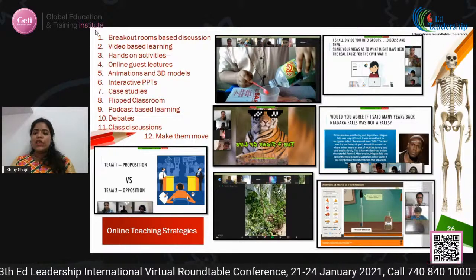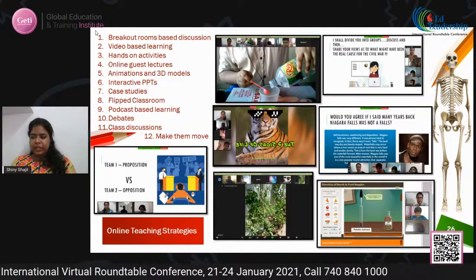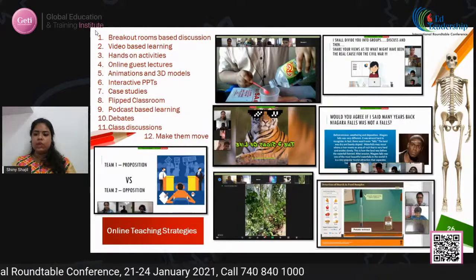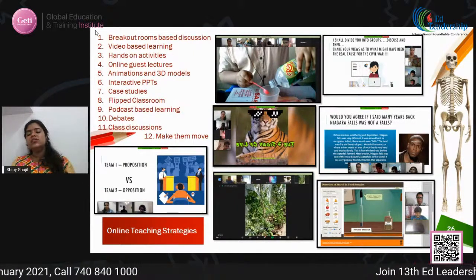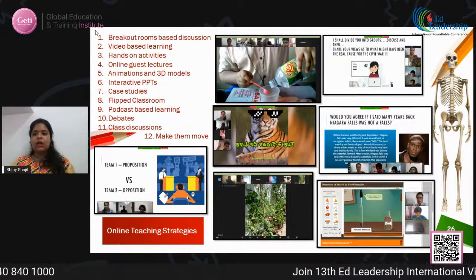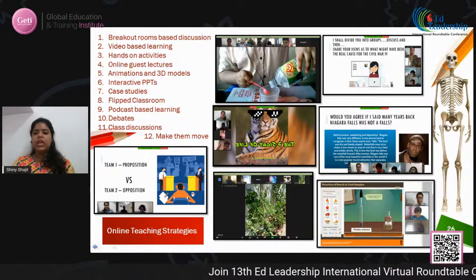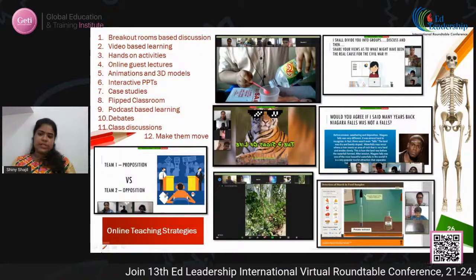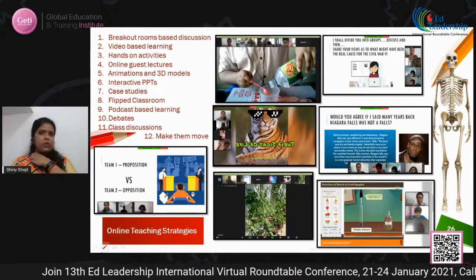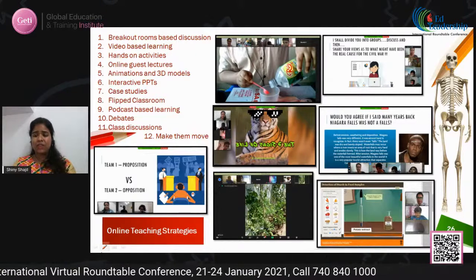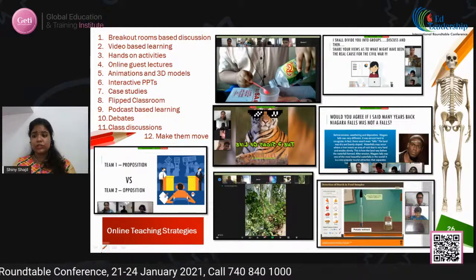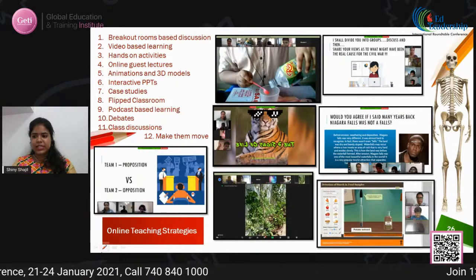Then you can always invite online guest lectures, so your colleagues or someone you know can step in for a few minutes and have a talk with the students. That will also help promote active learning. Then animations and 3D models in PPT. There are a lot of animations available in PPTs, and now they have a new addition, 3D models also. The skeleton on the side is an example of that.